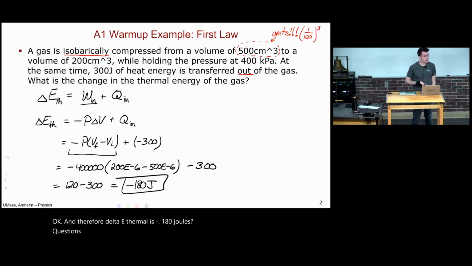Questions on this problem? Again, it's very foundational, but still not an easy problem.